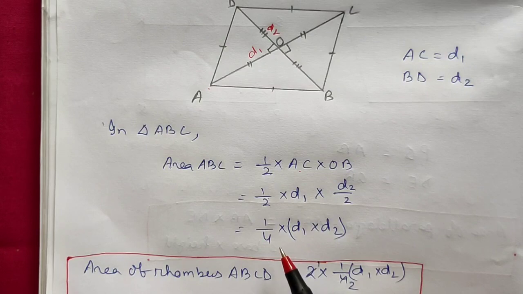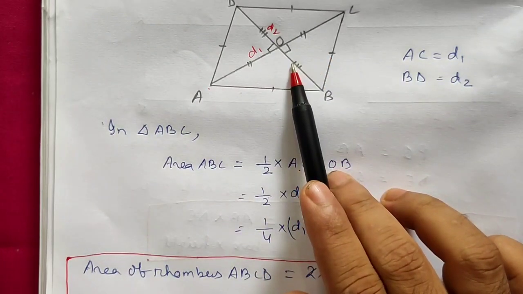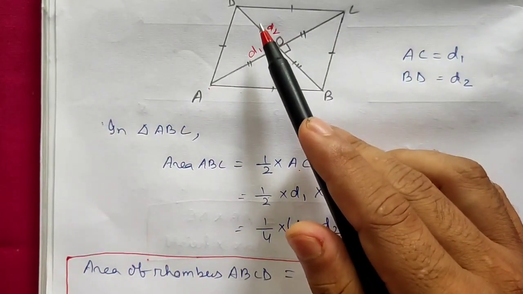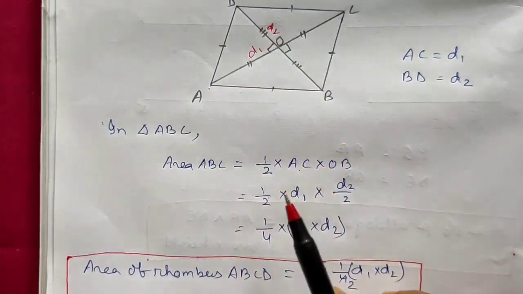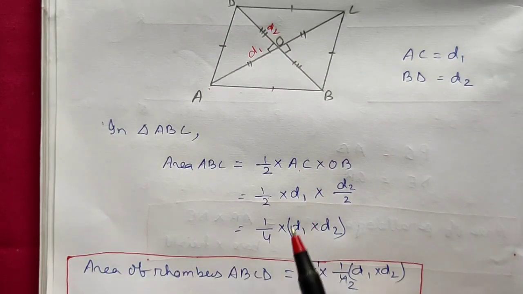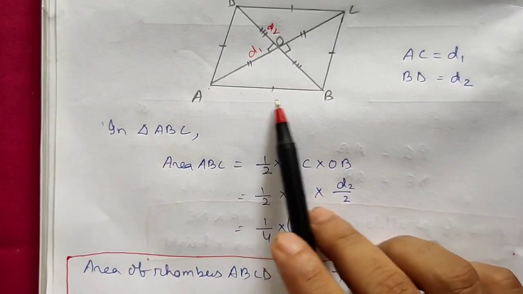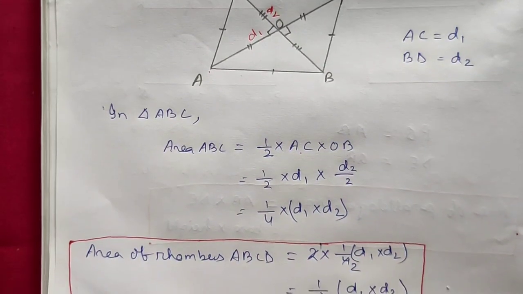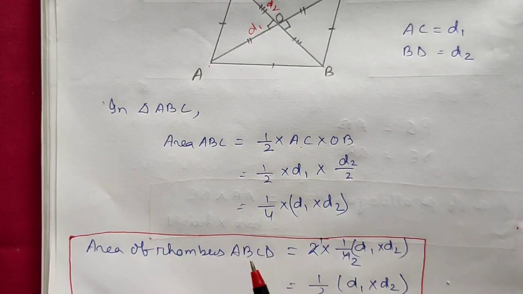Now this is the area of only one triangle. As there are two triangles in a rhombus, this is one, and this is another. When we consider the area of the whole rhombus, we will double it, so we multiply the area of this triangle by 2. So the area of rhombus ABCD equals 2 into 1 by 4 into d1 and d2. The 2 and 4 cancel by 2, so it will be half of d1 and d2.